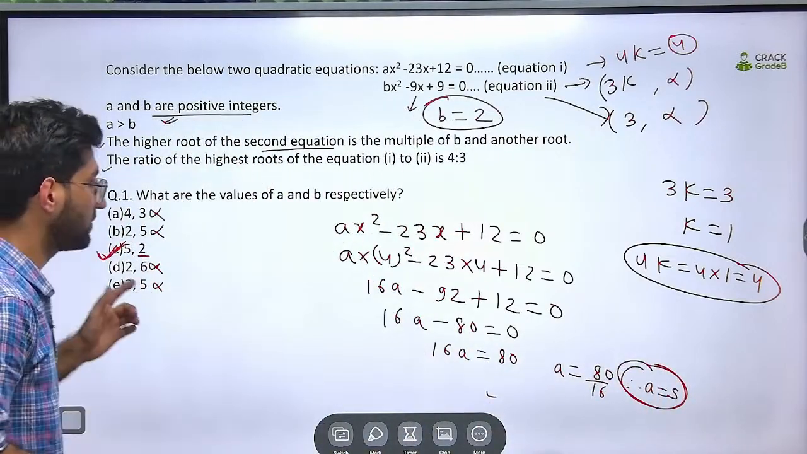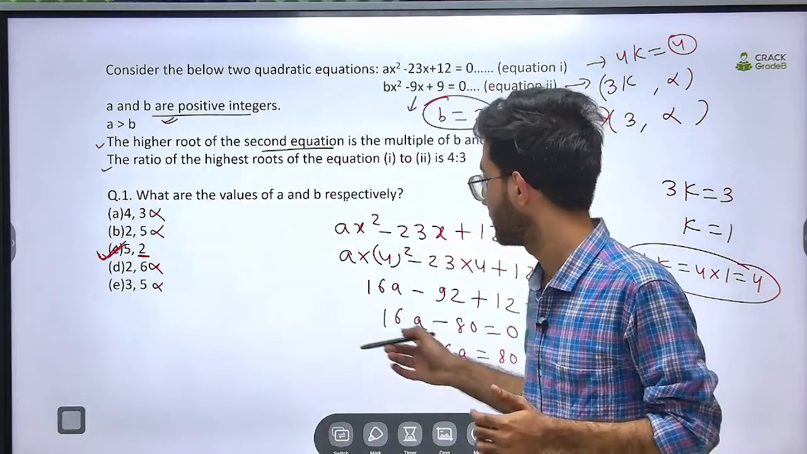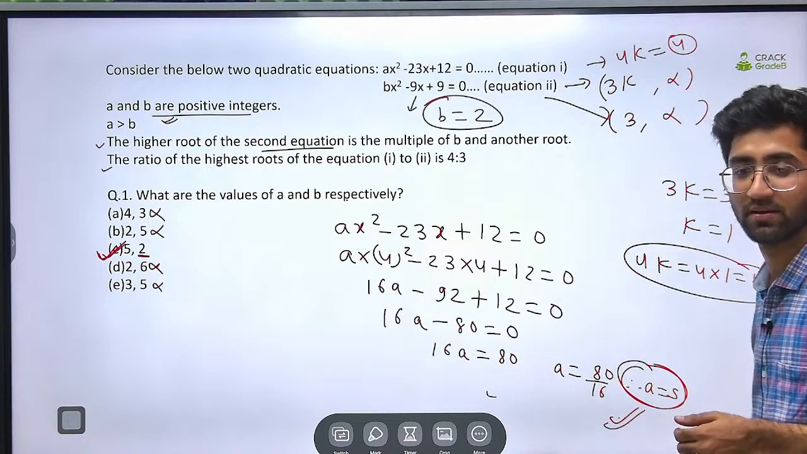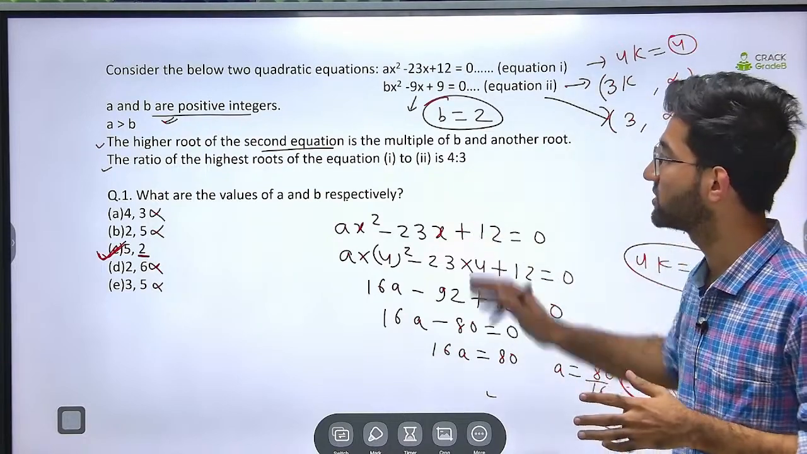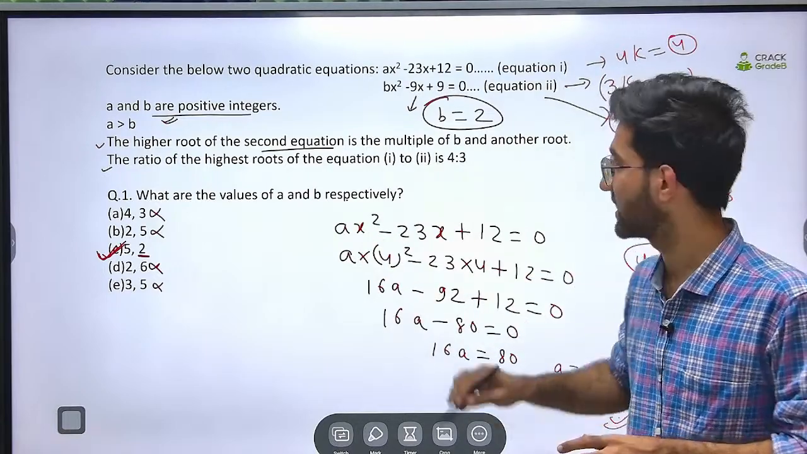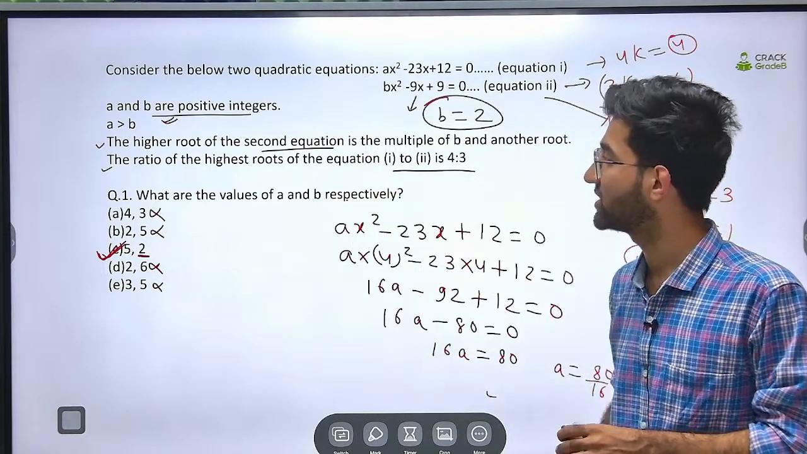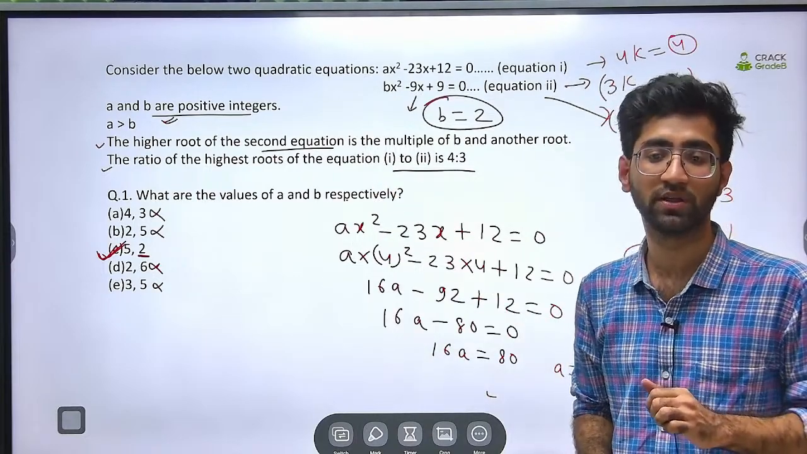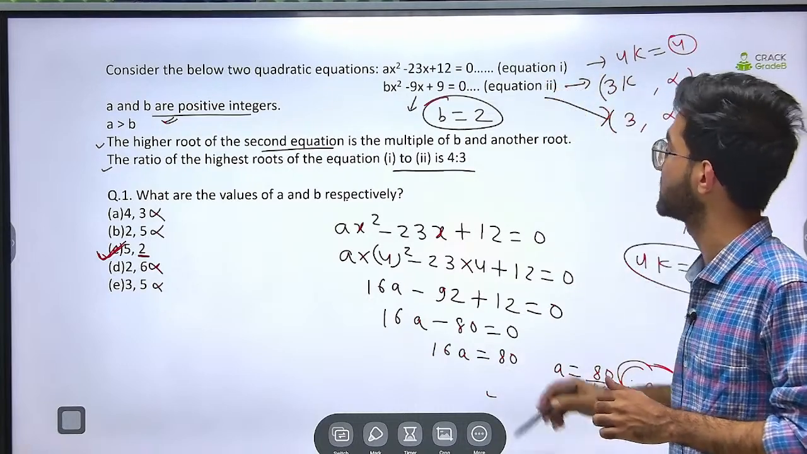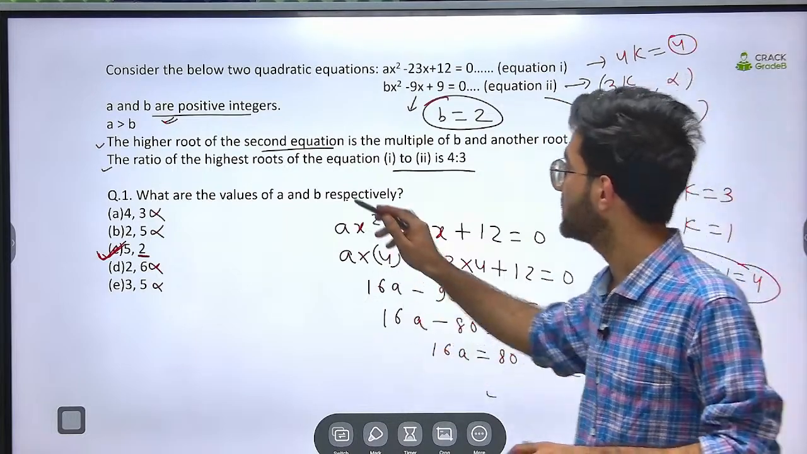So suppose you don't get this kind of options, how will you find the value of a? See, we found the value of a, right? So how did we solve this question? I will explain all of these things again. In the last line it was given that the ratio of the highest roots of equation 1 to 2 is 4:3. So we assumed that 4k is the higher root of equation 1 and 3k is the higher root of equation 2.